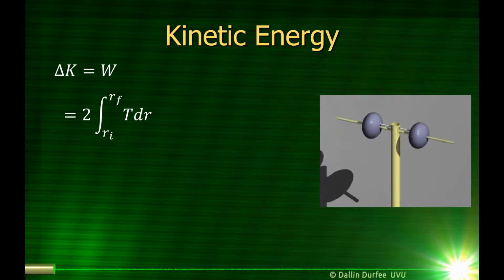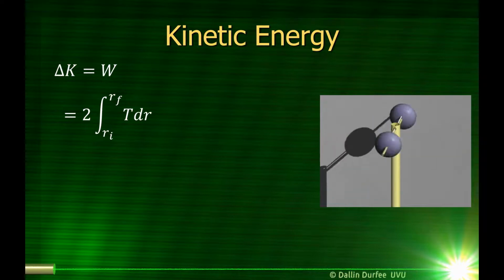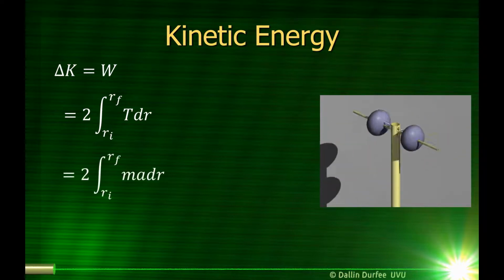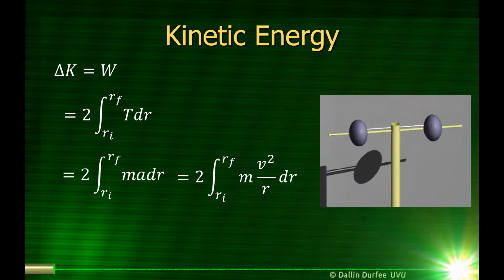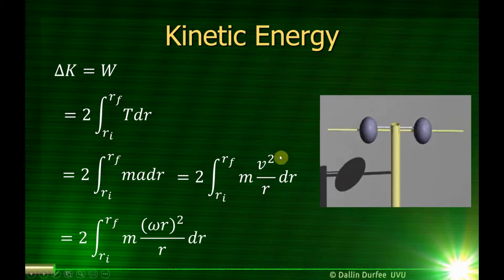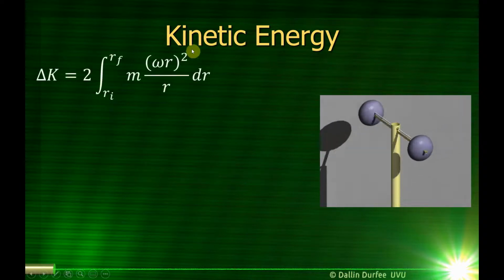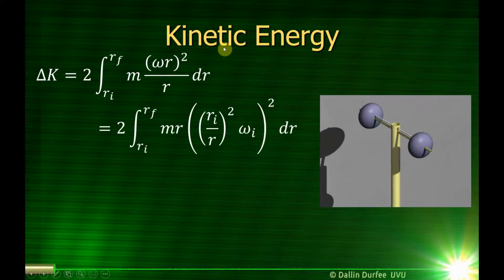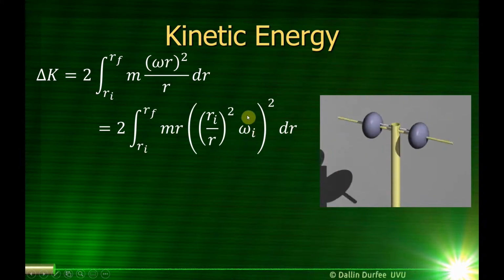Of course, tension is the force on the string, which is keeping the mass going in circular motion. So we know that the force is the mass times the acceleration, and because it's going in circular motion, the acceleration is v squared over r. The tangential velocity v is just omega times r. So we take omega times r squared and use that to replace v squared. And then, here's the equation we had. We just remember that omega is r initial over r squared times omega initial, right?